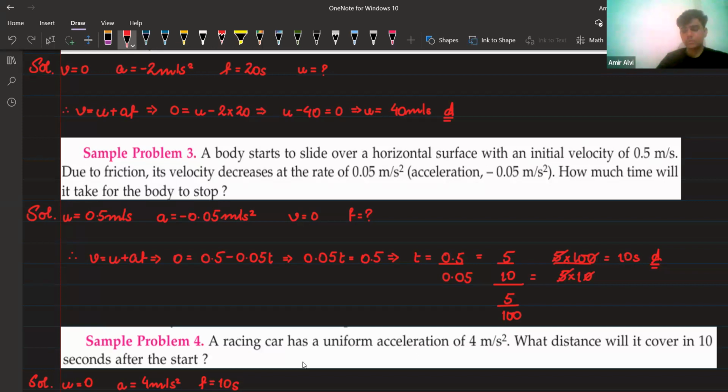So we had to use the third one, right? Or the second one? The third one. Second one. Oh, second one. Yeah.